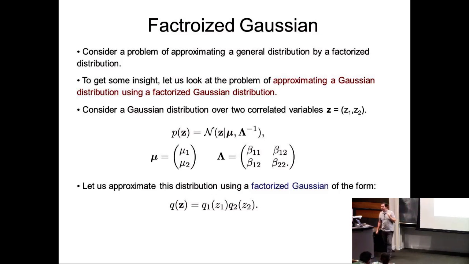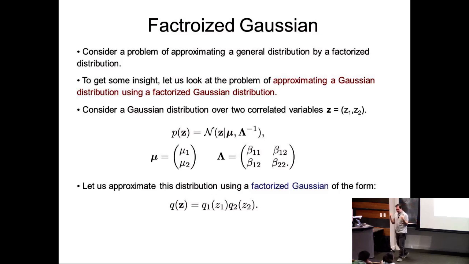Does that make sense? So I'm going to approximate this two-dimensional Gaussian by a product of univariate Gaussians. In general, you can see that if your model has some complicated k-dimensional Gaussian or very large Gaussian with some complicated structure, you can always approximate it by the product of individual factors, right?